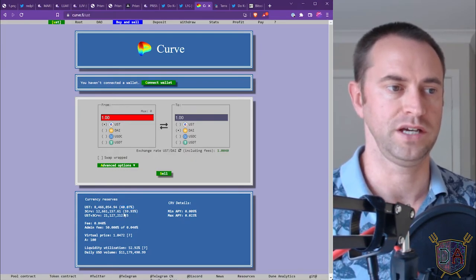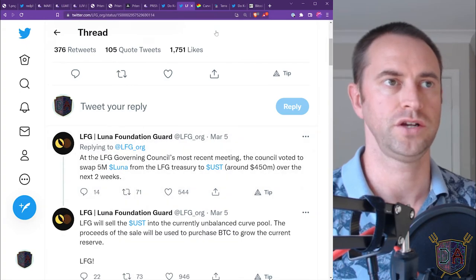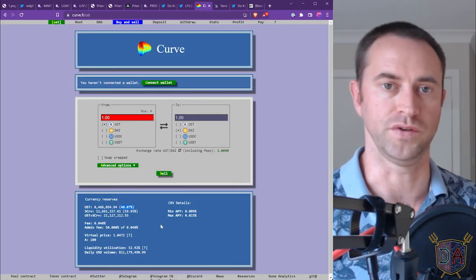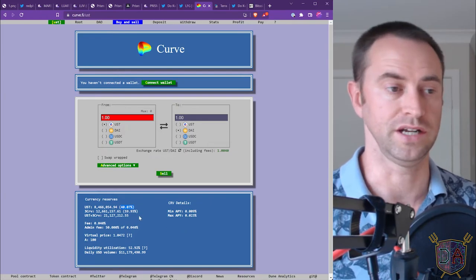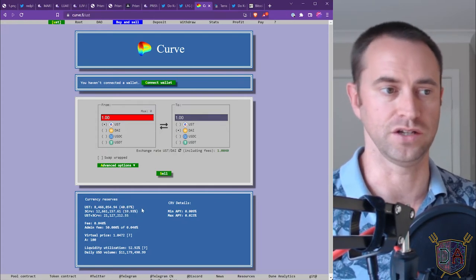Now, this is supposed to be even, 50-50. And even since this tweet came out 3 days ago, this ratio has actually gotten worse. The demand is outstripping the actual supply of UST. So that's pretty darn bullish in its own right. But as you can see, there's only 40% of this pool is UST. It's supposed to be 50-50, or at least very close to that. And if it slips out, usually there's arbitrage.